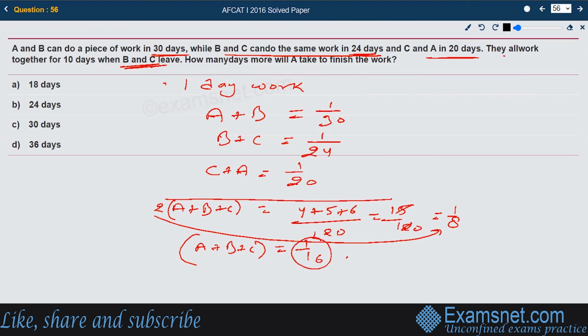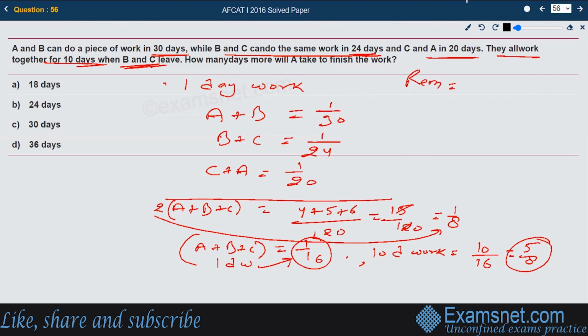Now in the next line he has said they all work together for 10 days. So if A plus B plus C's 1 day work is 1 by 16, how much is their 10 days work? The 10 days work is going to be 10 times 1 by 16, that is 10 by 16, that is nothing but 5 by 8. So this much of the work has been done. Now how much work is left? The remaining work. Always we take the whole work as 1 unit. So the remaining work is 1 minus 5 by 8. That gives us 3 by 8. So this is the remaining work that has to be finished.